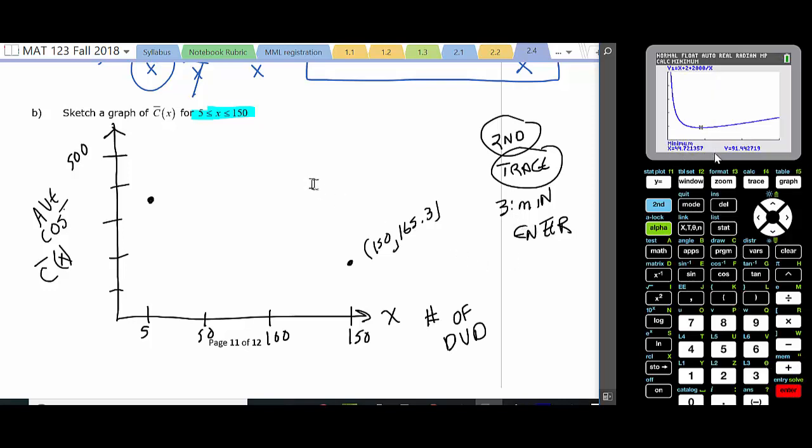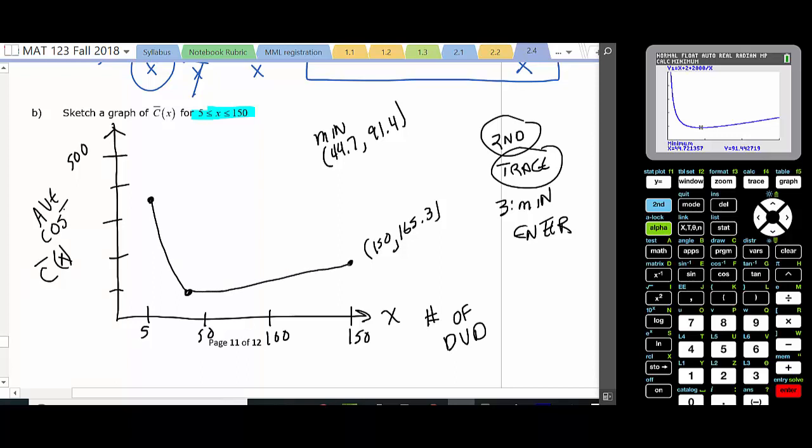That minimum is at the point 44.7 and 91.4. So that will be my third point. I'm just going to estimate about 44 and 91, something like that, and that's good enough. So your graph would do something roughly like that. So you do those keystrokes to find a minimum. You can also find a maximum. We've gone over how to do that also.